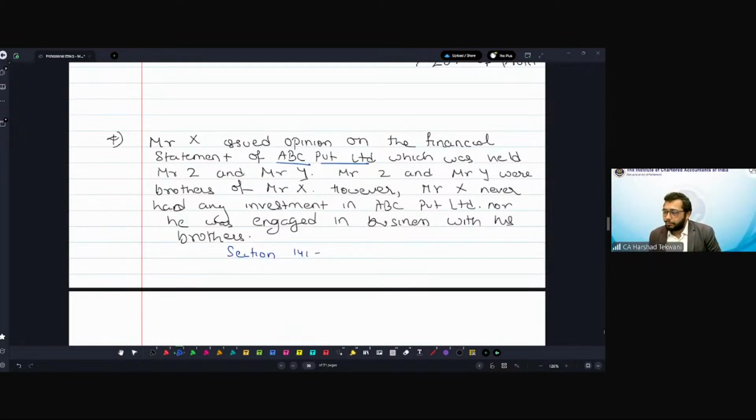Understood, sir. So not only this particular clause is there for professional misconduct, but section 141 is also there that you need to look into.